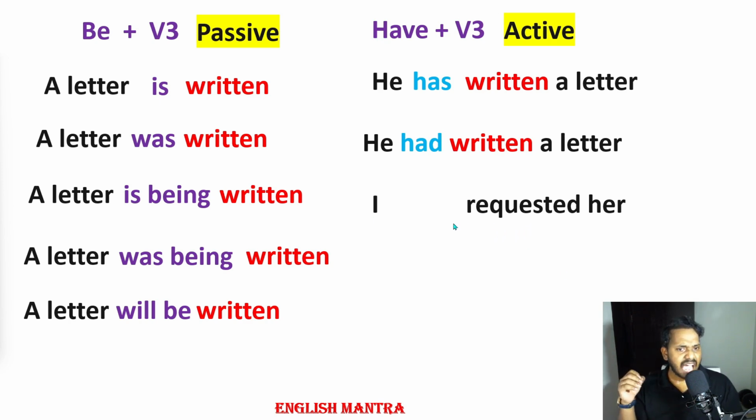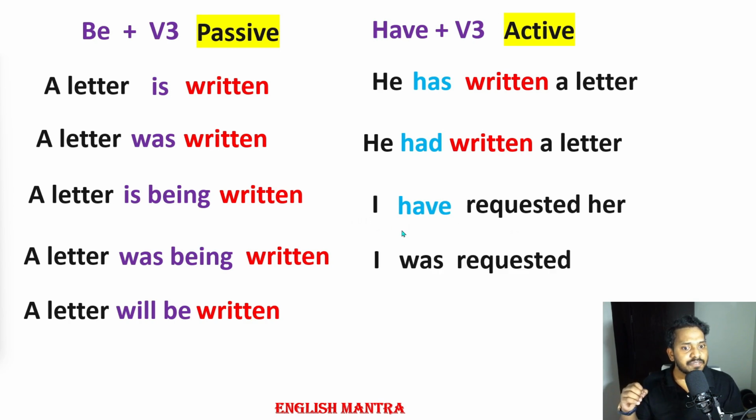Can I use have? Yes, I can use. I have requested her. Here also this is an active voice. Means who requested her? I requested her. I went to her and I have requested her. This sentence is also in active voice, and here the subject I is the doer of the action. I mean the action of requesting is being done by I.